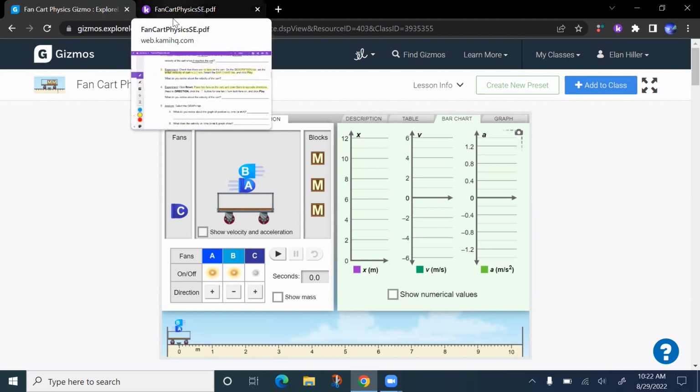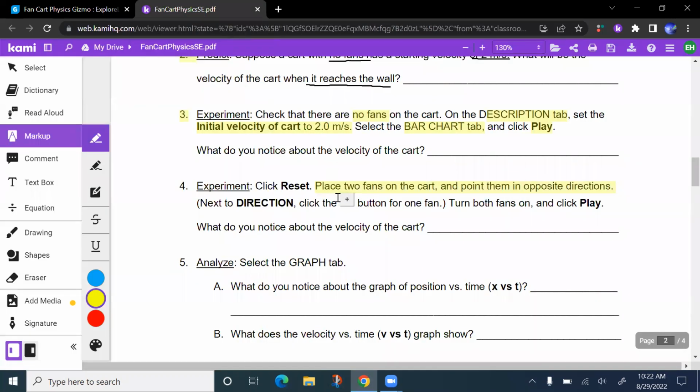Okay, click play and observe what happens. What did you notice about the velocity of the cart? Please pause and record your observation.